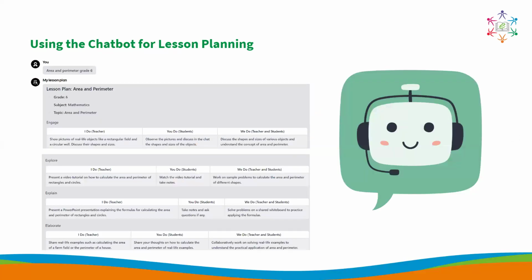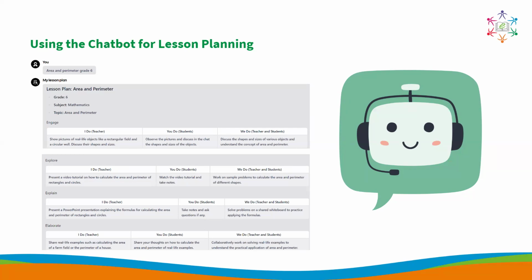So, as volunteer teachers, we are always looking for tools that make our lesson planning easier, faster, and more effective. Today I'm excited to introduce you to a tool that can revolutionize your planning process, a chatbot specifically designed to assist you in lesson planning. The link for this chatbot will be shared in the chat box.